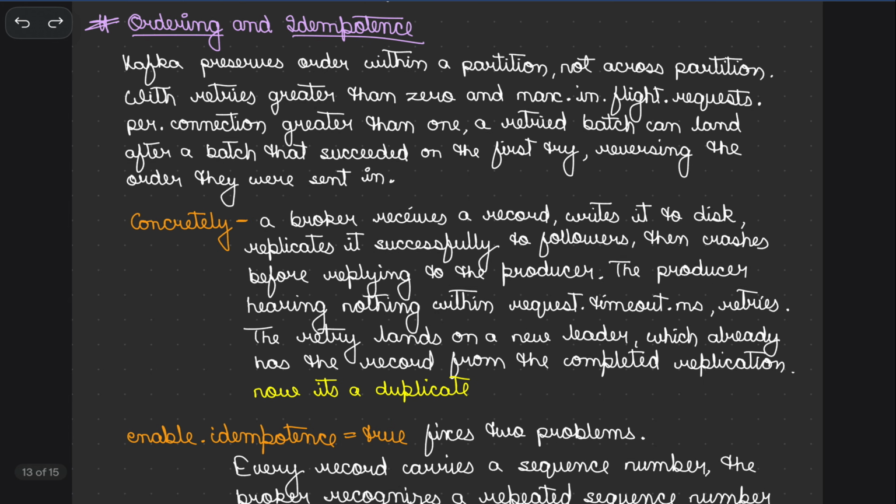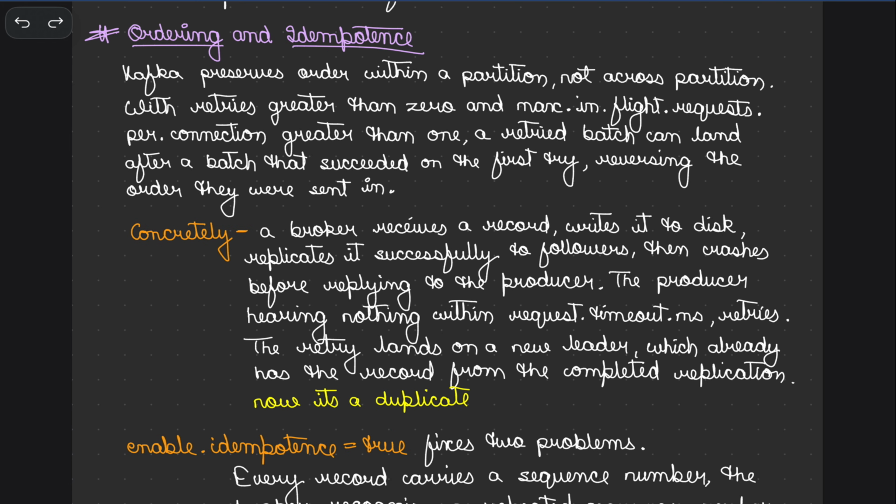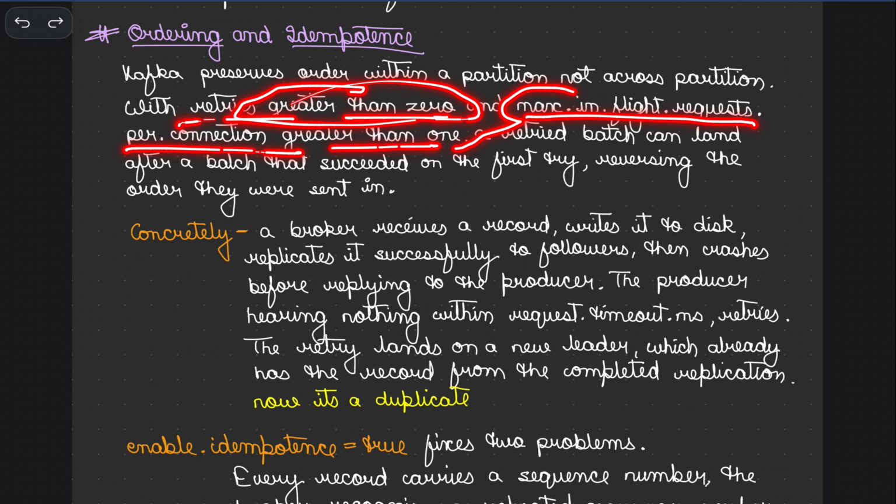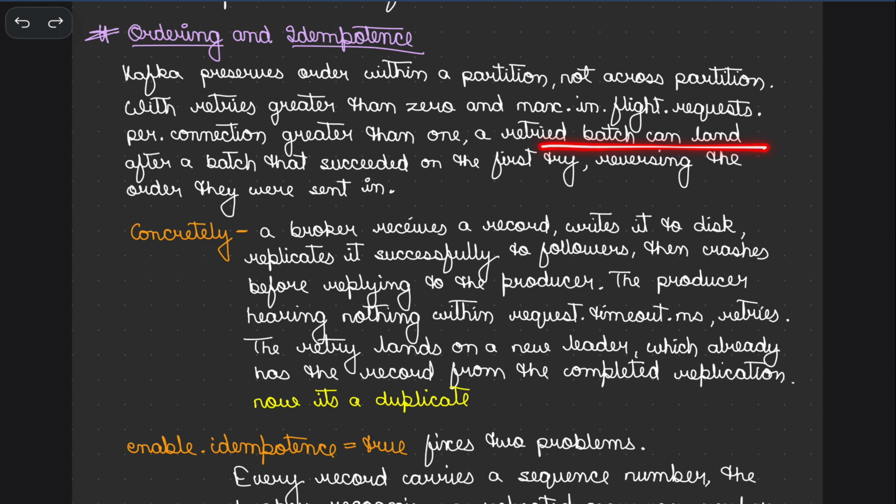Now let's move to ordering and idempotence, what actually it is. Kafka preserves order within a partition. If you haven't watched my first video on Kafka, please go and watch. In that video, I have done a detailed explanation of all these things with a proper example of WhatsApp. Kafka preserves order within a partition, not across partitions. But with retries greater than 0 and max in-flight requests per connection greater than 1, a retried batch can land after a batch that succeeded on the first try. Let me explain.